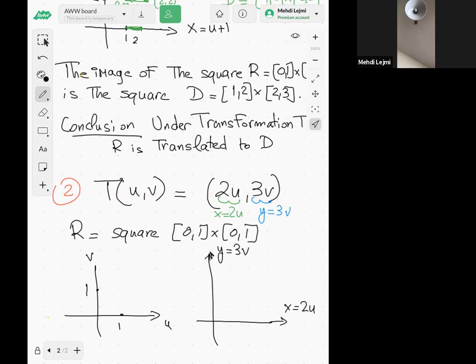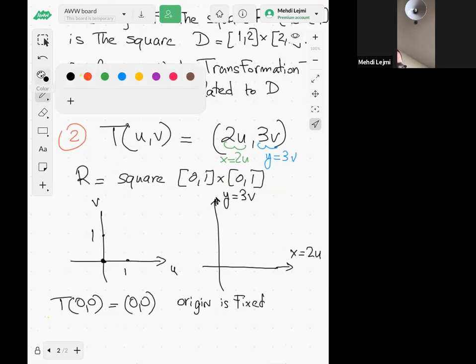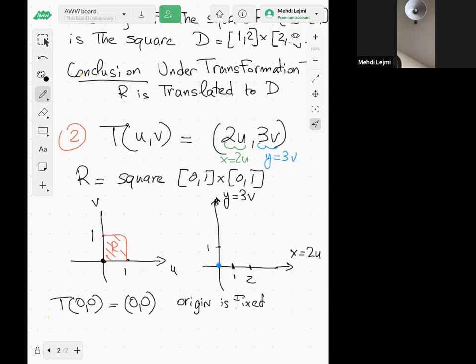Anyway, the origin: T of (0, 0) is just (0, 0). So the origin is fixed. Let me just write it down here. T of (0, 0) is (0, 0), so the origin is fixed. Right. So again, this is my origin, R, the square. The image of the origin is (0, 0). But I'm going to need here 1, 2, 3.